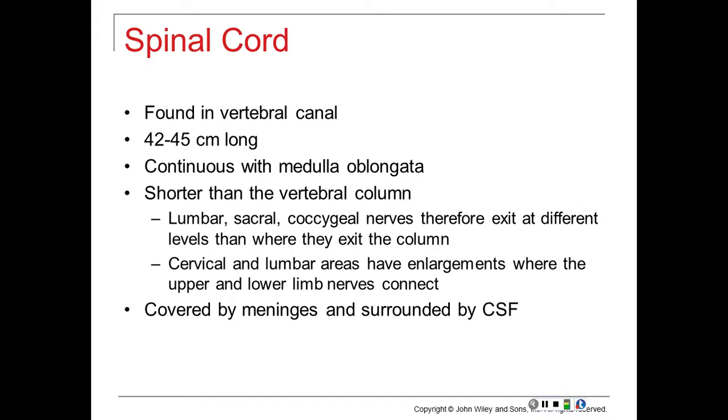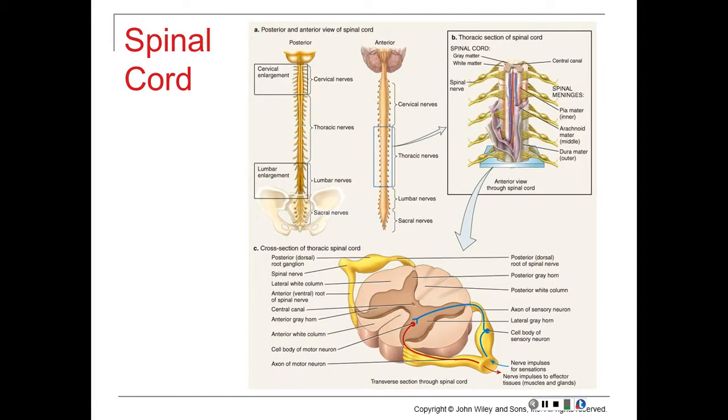The cervical and lumbar areas have special enlargements that control the upper and lower limbs. They're also covered with meninges and surrounded by CSF, just like the brain. Here you can see the picture. You can see the cervical enlargement and the lumbar enlargement. If you were to get injured at the lumbar enlargement, you would probably be paraplegic. You'd be paralyzed from the waist down. If you were injured in your cervical enlargement, then you would be quadriplegic and paralyzed from the neck down.